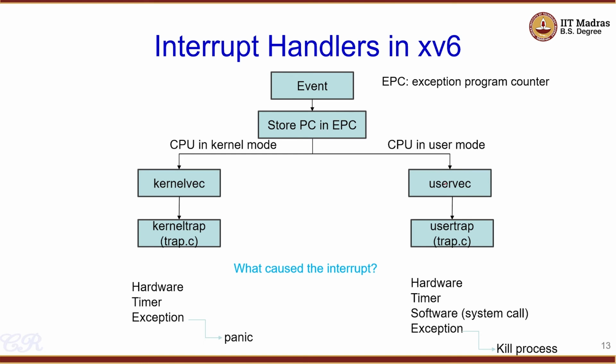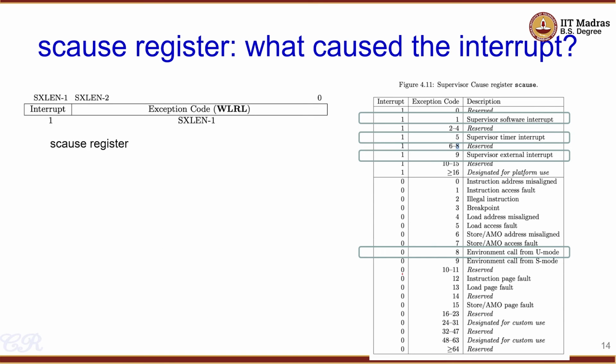Uservec essentially stores the various registers, the stack pointer and so on in the trap frame, and invokes this function called usertrap, right. Now within usertrap present in trap.c, the cause for the interrupt is essentially identified, whether it was a hardware interrupt, a timer, a system call, or an exception. The way this is identified is by looking at the scause register, right.